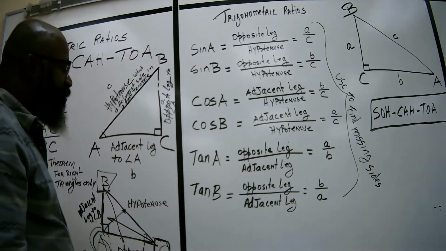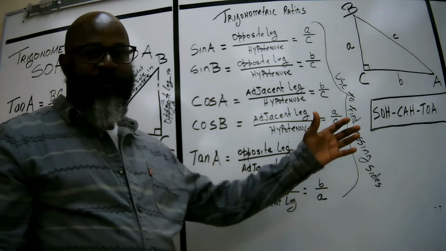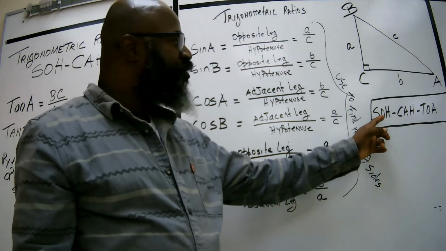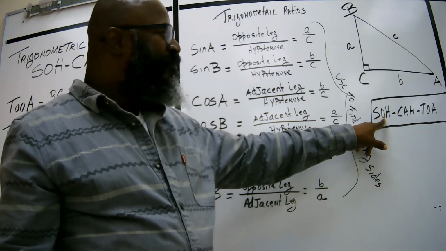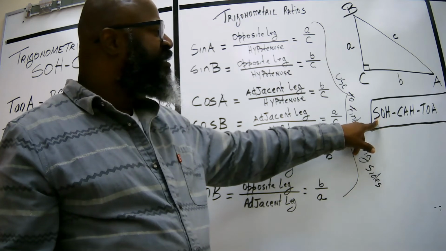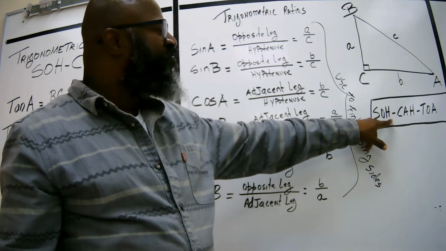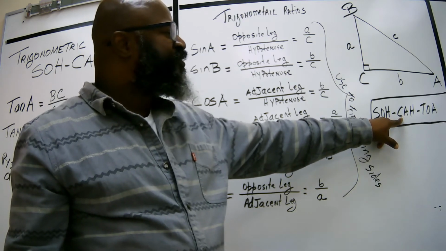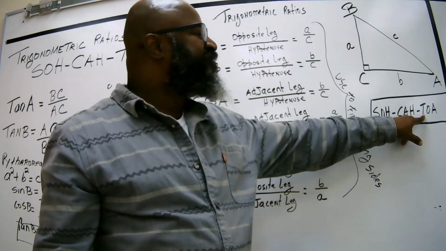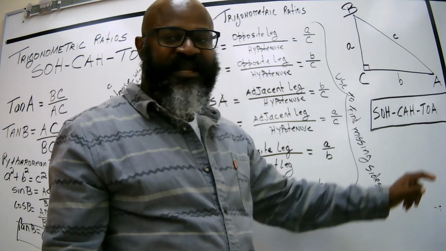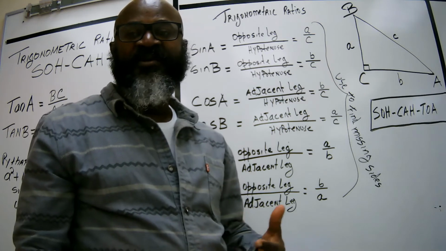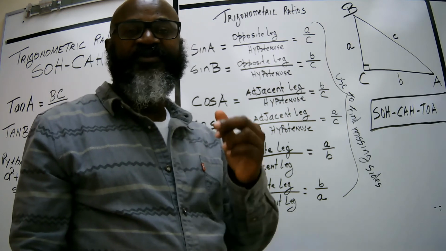Also, when you're using trigonometric ratios, you can always use the acronym or mnemonic device, which is SOHCAHTOA. S is for sine: the sine function is the opposite over the hypotenuse. The letter C is for cosine: the adjacent over the hypotenuse. The tangent function is the opposite over the adjacent. That's one way you can memorize those functions, because some of you are going to get confused.